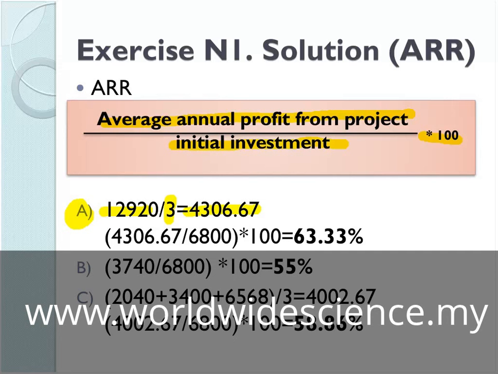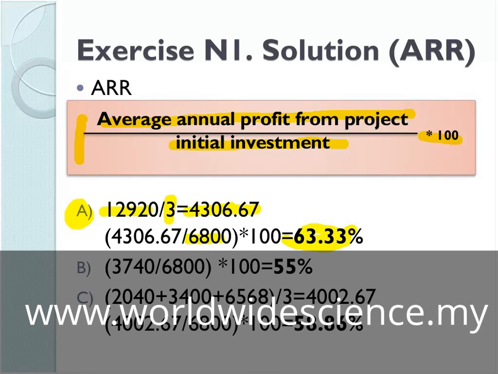Okay? And then based on this formula, we take the average profit, 4,306, and divide it by our investment, which is 6,800. Multiply by 100, and we get the answer that the ARR for project A is 63.3%. That means every year you'll get 63.3% of the profit from the project.